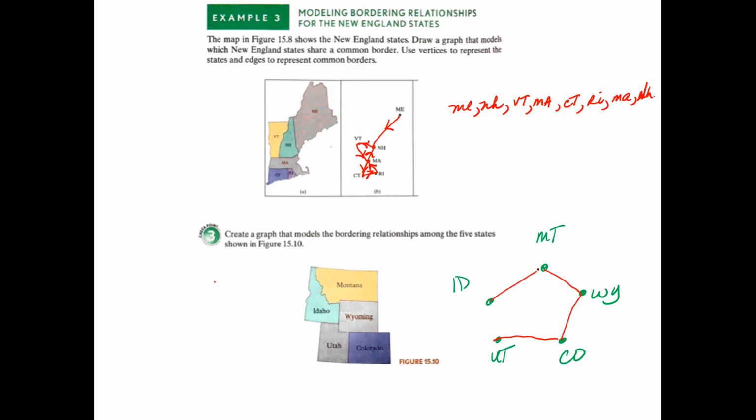Actually, start with Idaho, go to Montana, Wyoming, Colorado, Utah, then go to Wyoming, back to Idaho, and then Utah. So if I were to draw the path: Montana, Wyoming, Colorado, Utah, back to Wyoming, back to Idaho, and then Utah. And this right here is the path that I will take.